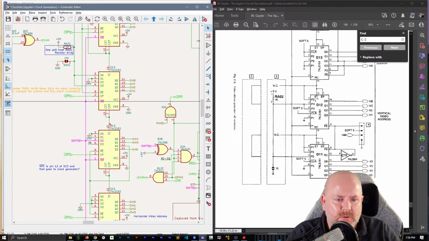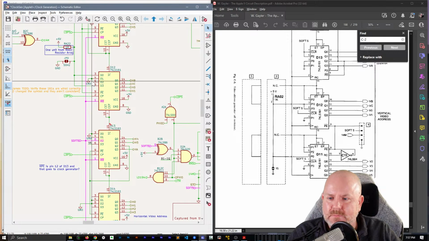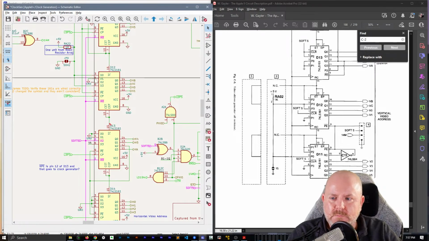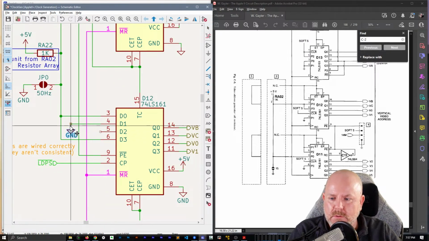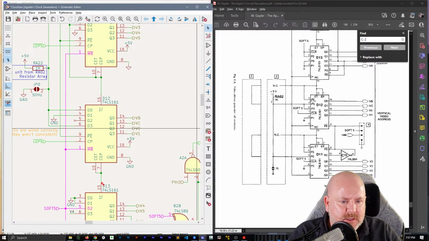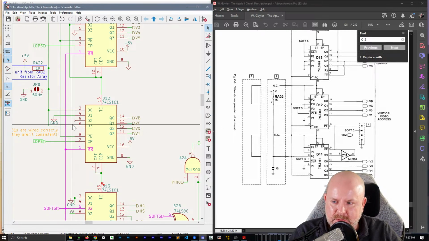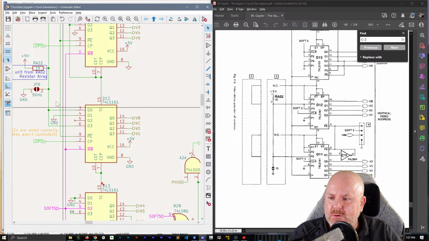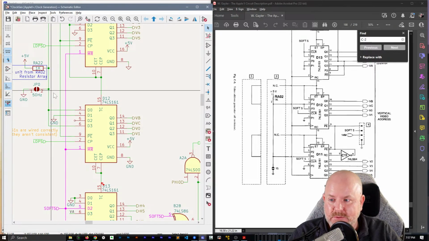So 4 and 5 should be grounded. 4 is grounded. 5 is not. I'm going to move this out here. Let's see, pin 3 on D12. Pin 3 and 6 are connected together, which they are. And then those go to something else.